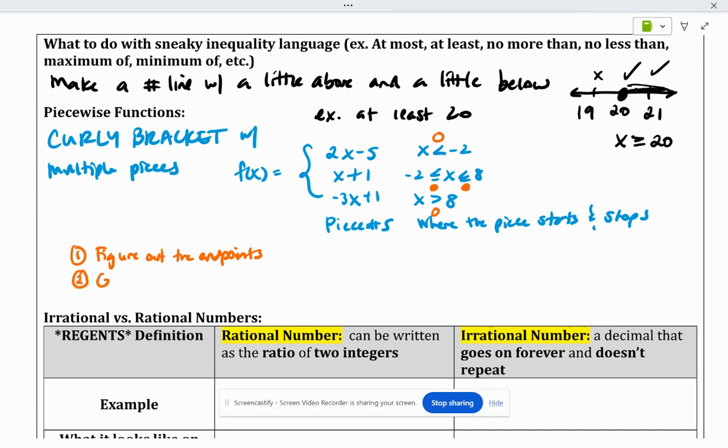Step 2, graph in your calculator. And the way that you graph it in your calculator is you do the piecewise option and then select the appropriate number of pieces with a spot for the inequality. In this example, I guess you would have 3. So we'll just make that our example.